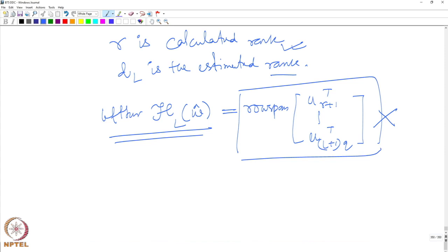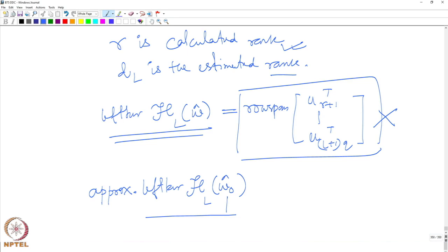Instead what I do is I calculate an approximate left kernel of HL W0 hat. How do I do this? This is magic, right, because I do not know this guy. How can I even expect to find an approximate left kernel? So I say that this approximate left kernel is given by the row span of this matrix.